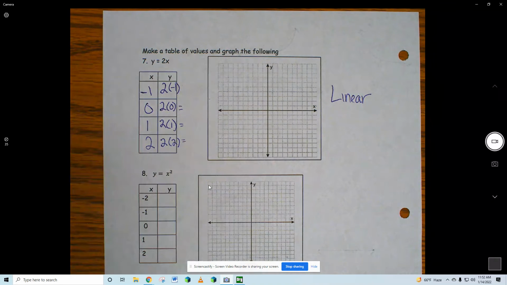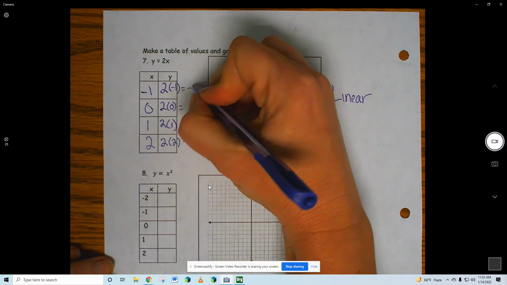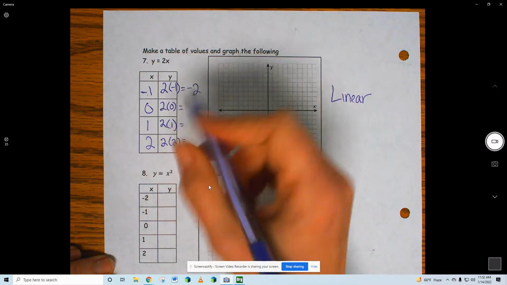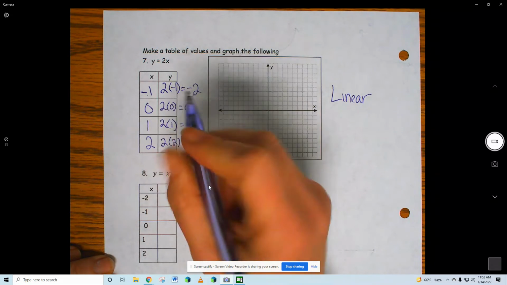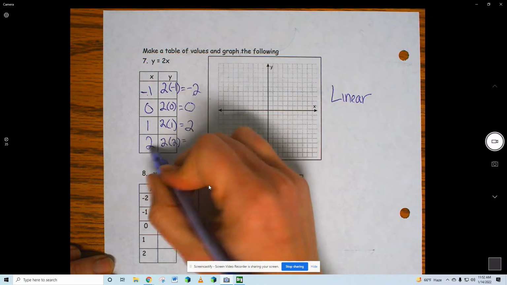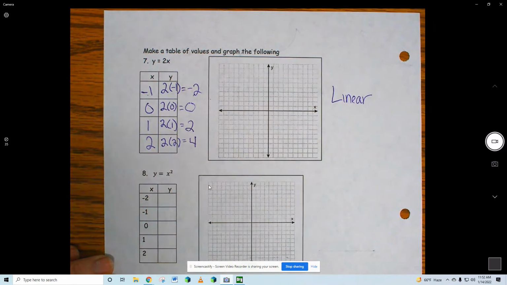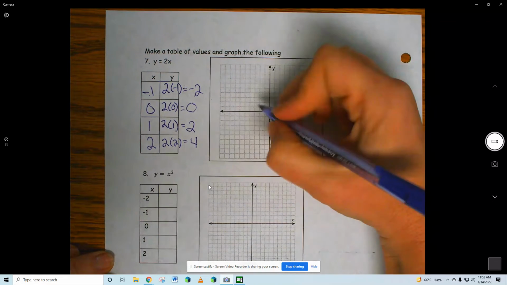Okay. Plot the points. -1, -2. 0, 0. 1, 2. 2, 4. It's going to be a straight line.